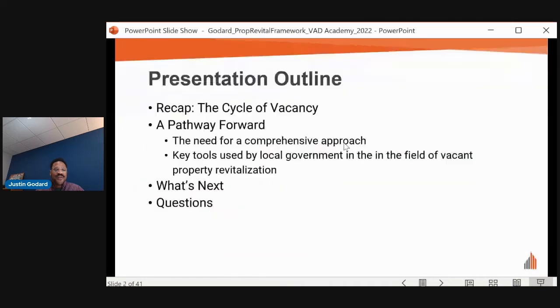So as a quick overview, we'll start by briefly recapping some of the concepts Alan introduced during his opening session. We'll introduce the property revitalization framework, and we'll talk about how communities interested in comprehensive solutions should begin putting framework principles to use.